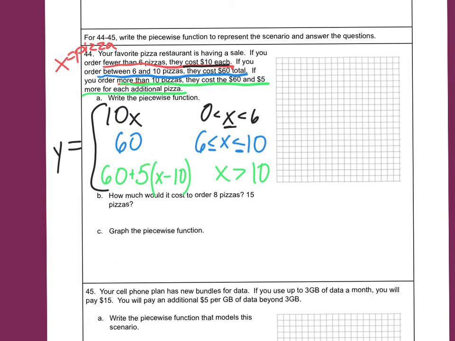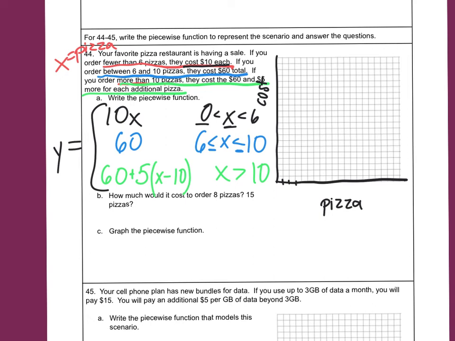Okay, so now I just need to graph this. Since we're not doing anything negative because we don't have any negative amounts of pizzas or negative amount of money, I'm just going to make this the first quadrant of my graph, okay? And if I wanted to label it, we said x was the number of pizzas, and then the y-axis is obviously going to be the amount of money that we're spending, or cost. Okay, so for pizzas, it looks like I at least need 0 to 6, 6 to 10, and greater than 10. So I'm just going to go up by ones, okay?